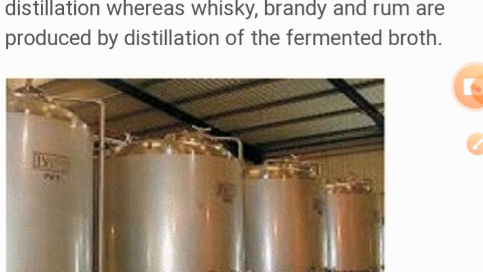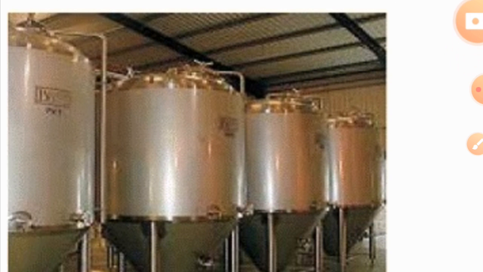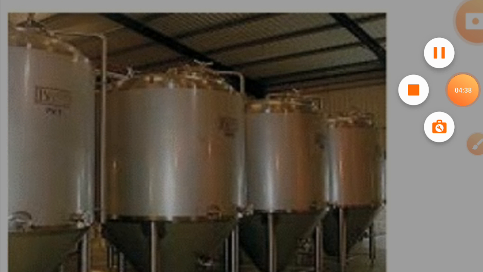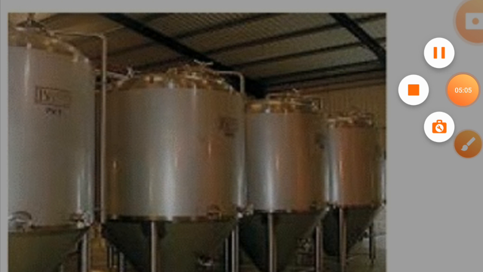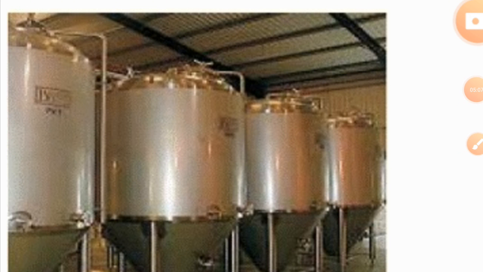For this there are generally different kinds of equipment, which you can see in the diagrams over there. These are the different kinds of fermentators, and they also help with the distillation process. So again you should remember that wine and beer can be produced without distillation, and whiskey, brandy, rum and some other types of drinks are obtained with the help of distillation.